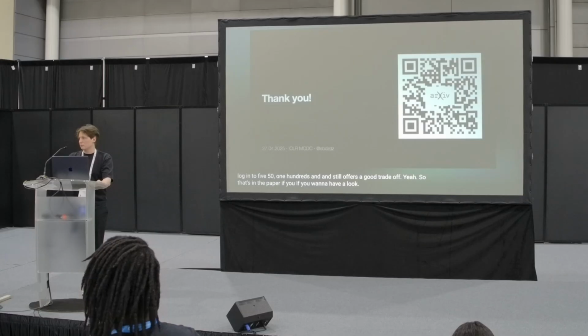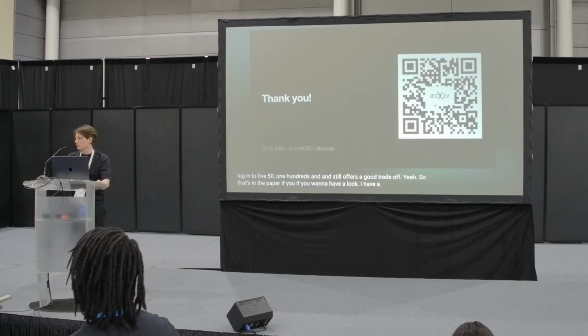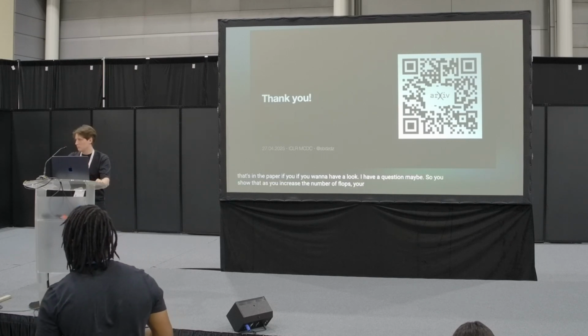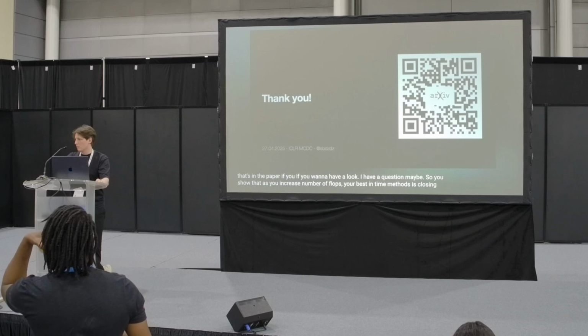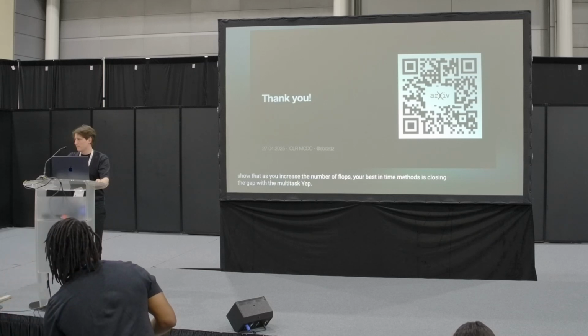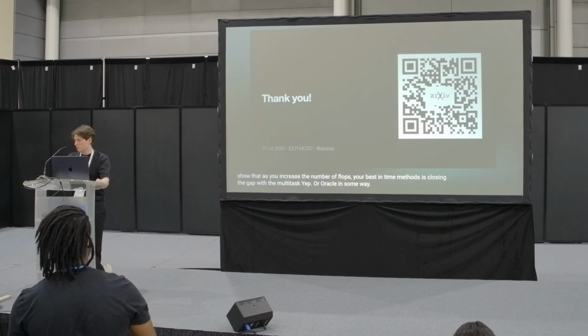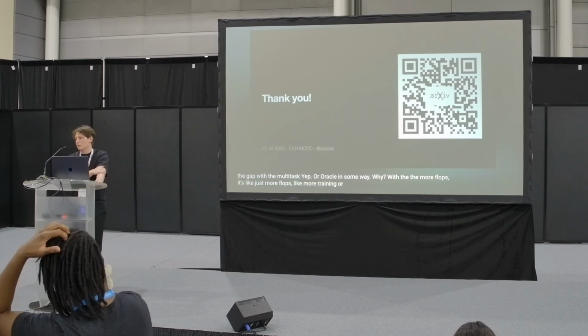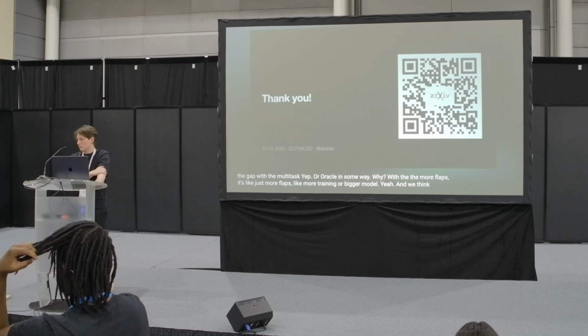I have a question, maybe. So you show that as you increase the number of flops, your best-in-time method is closing the gap with the multitask Oracle in some way. Why? With more flops, is it just more training or a bigger model? And do you think that gap will ever be completely closed and you will be even better than this baseline?